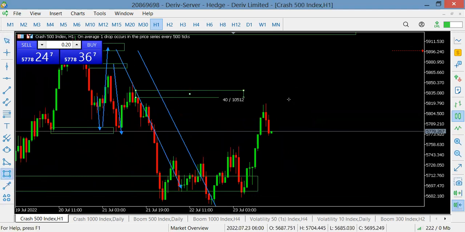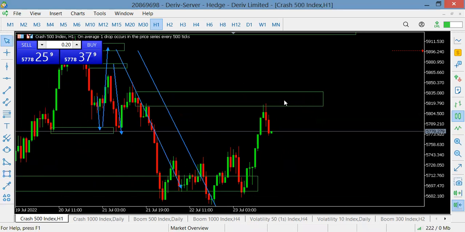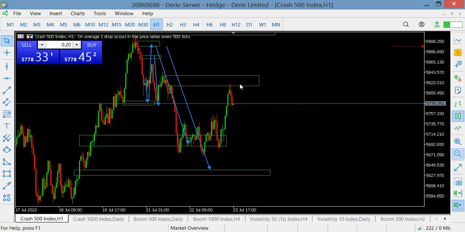Because if you look at this closely, you get to see the price is rejecting from this other block, and there is a bearish move to the downside. Now, if this bearish move holds, and there is no bullish reversal from this zone, definitely we'll be seeing Crash 500 dump from this zone into my take profit.